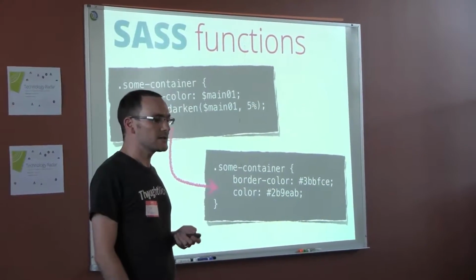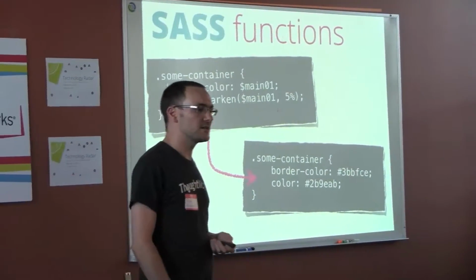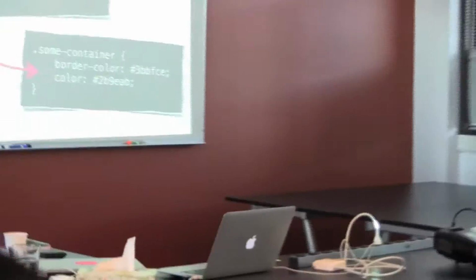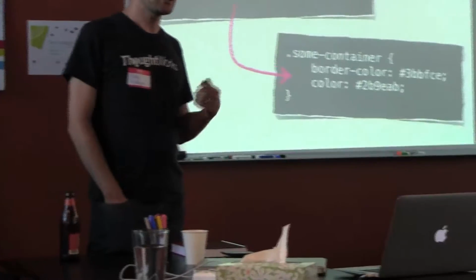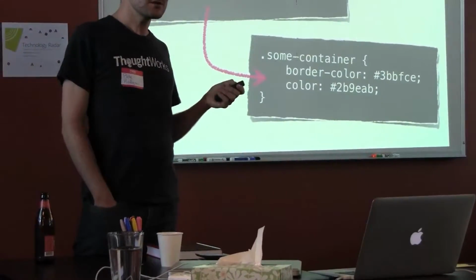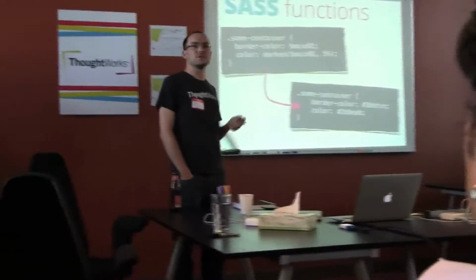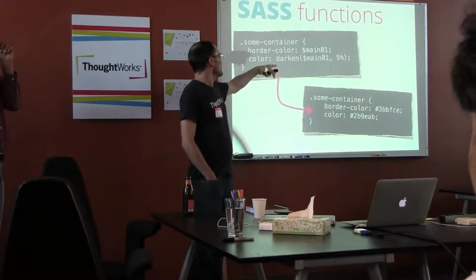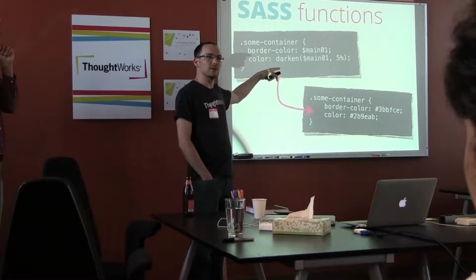So I can take a variable and say, darken this color by 5%. And when that compiles, it'll do the math, the color math, I suppose, on those RGBA values and create a slightly darker version. And again, this gets rid of the magic numbers, and really reveals intent. So I know what this is doing. This is making the border this color and the main color a little bit darker.